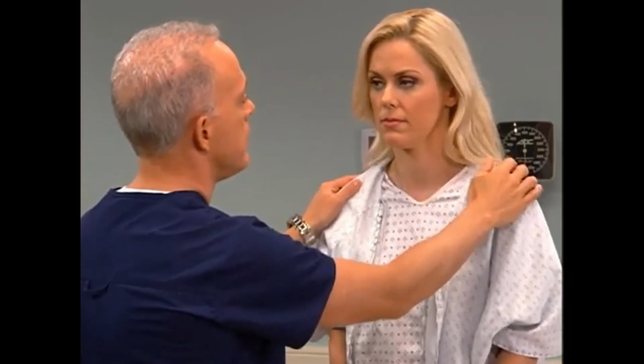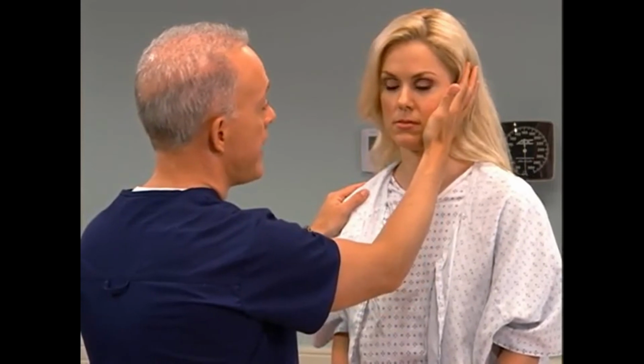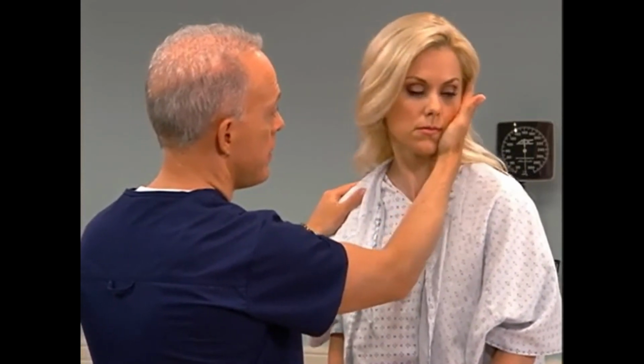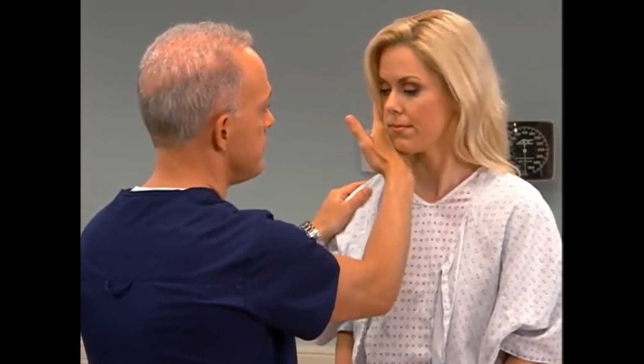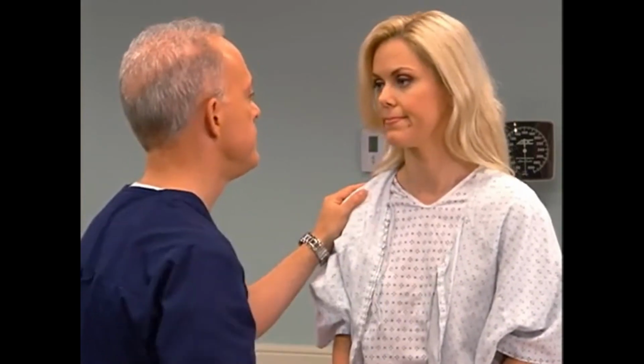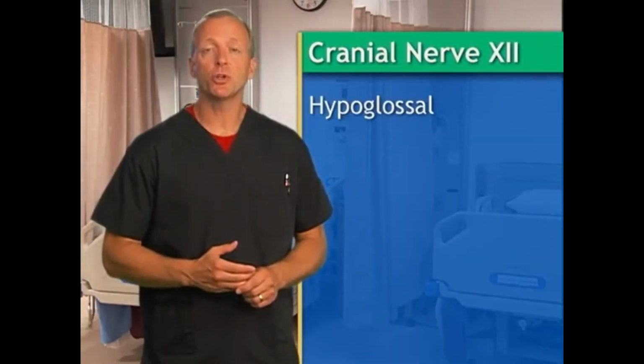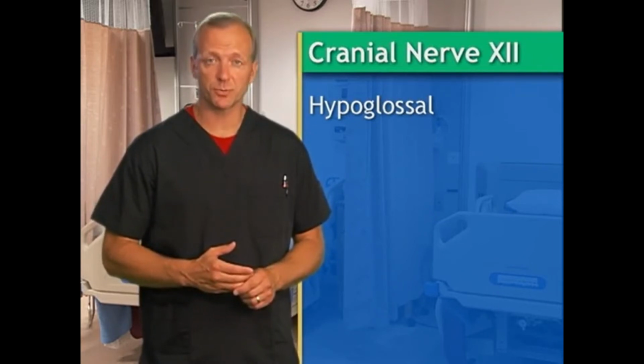Good. Now I'd like you to take your cheek and push it into my hand. Now the other way. Good. The 12th nerve, the hypoglossal, controls tongue symmetry and position, as well as aspects of voice and speech.